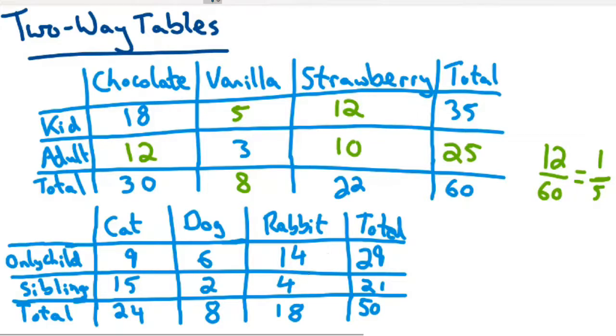What's the probability then of someone having siblings and a rabbit? That is this box here, the 4, so that's 4 out of the total of 50.